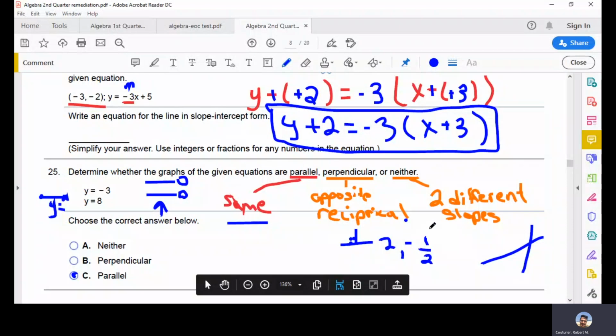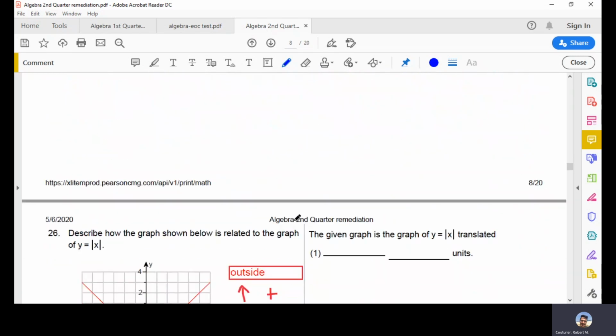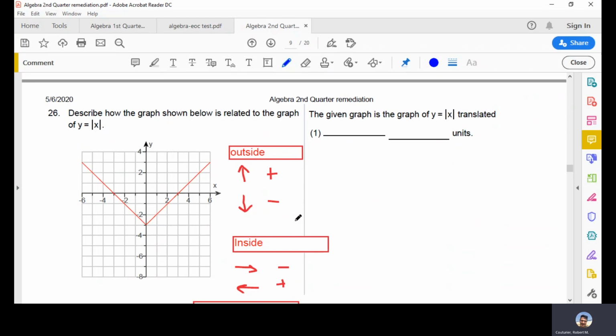All right, everybody, this is part 4, Thursday's work. So we're looking at this, and this is where we finished yesterday, determining whether it's parallel, perpendicular, or neither. What are we doing now? We barely touched on it the other day, but now we're going to get a little bit more into it. This is about transformations of graphs' parent functions, okay?